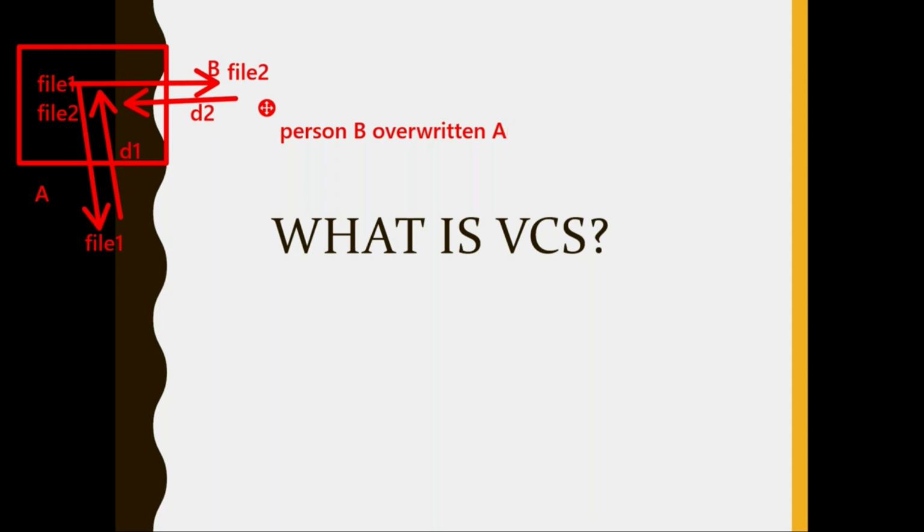So how can we overcome this problem? How can we avoid multiple people working on the same file? How can we handle this? That's where version control systems come into the picture. A version control system is one which can allow people to work simultaneously on the same file. And you may be asking, is it only used by developers? No, anyone can use it.